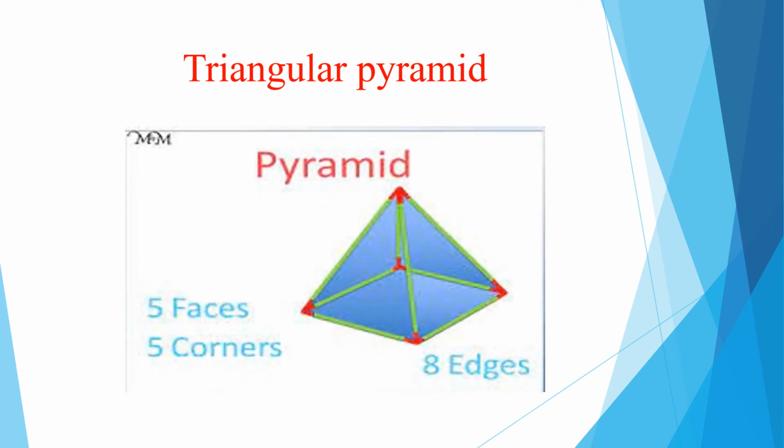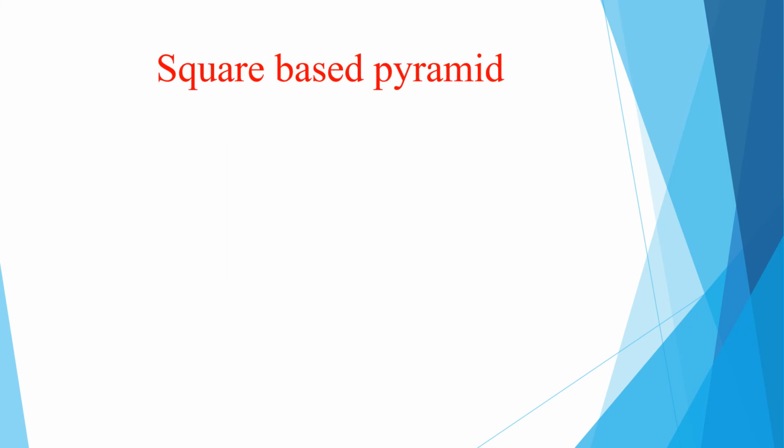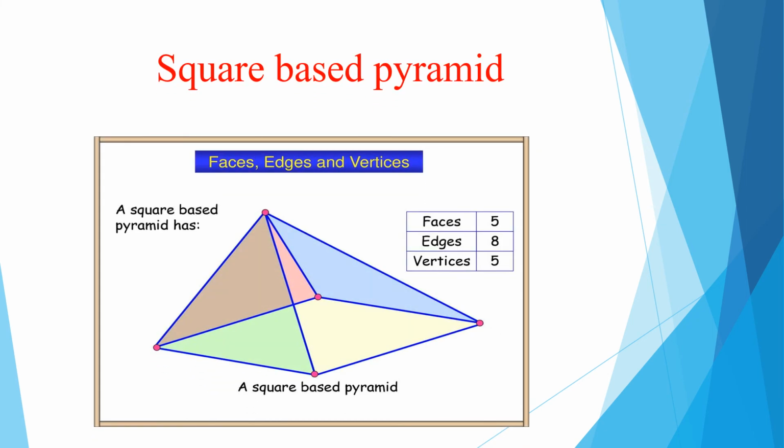Dear children, let us see how many faces, edges and vertices does a triangular pyramid has. A triangular pyramid has 5 faces, 5 corners and 8 edges. Now let us see how many faces, edges and vertices does a square pyramid has. A square pyramid has 5 faces, 8 edges and 5 vertices. Square base pyramid is a pyramid whose base is in square shape.